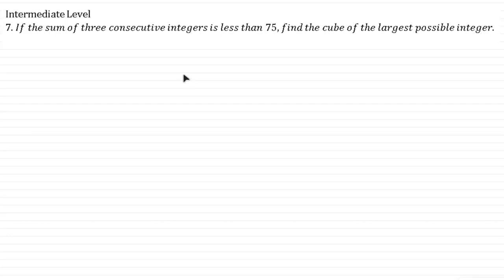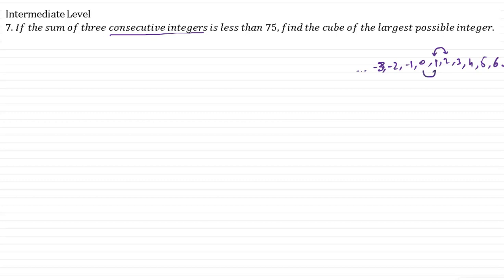Question number 7. If the sum of three consecutive integers is less than 75, find the cube of the largest possible integer. Let me observe which are consecutive integers, as integers are 0, 1, 2, 3, 4, 5, 6 and -1, -2, -3 and so on. These two are consecutive, 1 and 2.